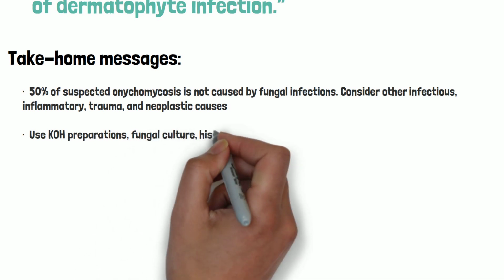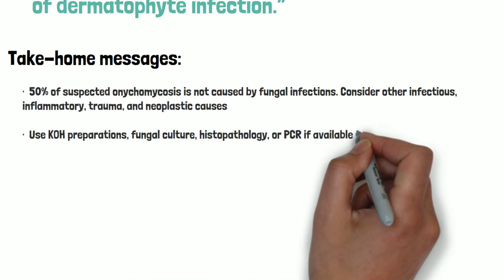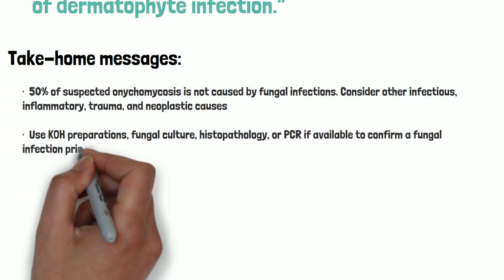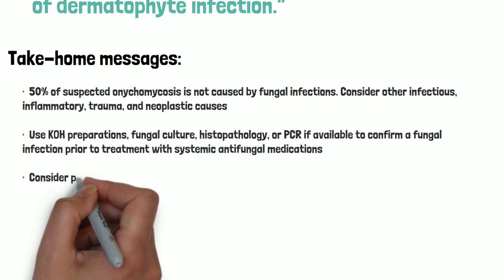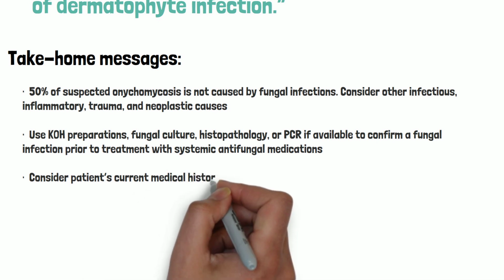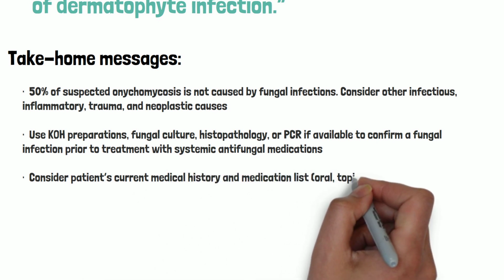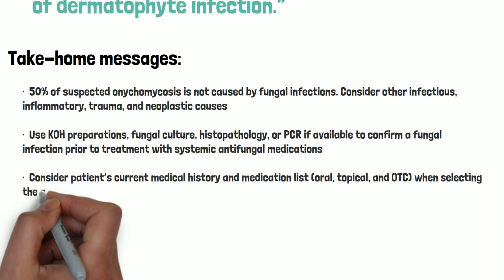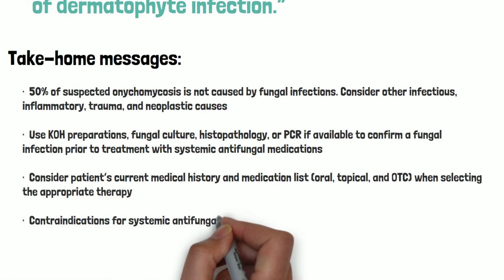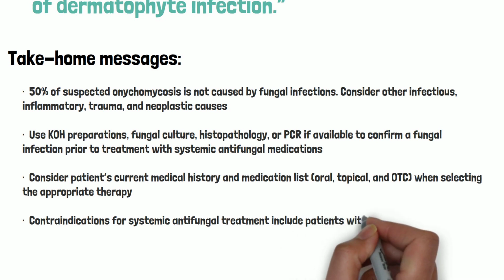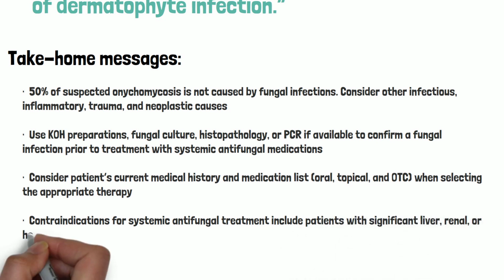Use KOH preparations, fungal culture, histopathology, or PCR, if available, to confirm the fungal infection prior to treatment with systemic antifungal medications. Consider patient's current medical history and medication list when selecting the appropriate therapy. Contraindications for systemic antifungal treatment include patients with significant liver, renal, or heart disease.